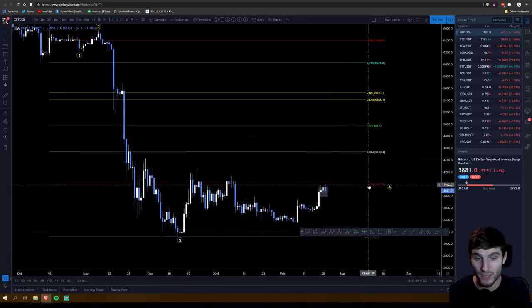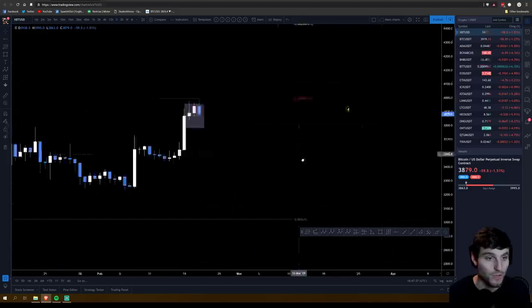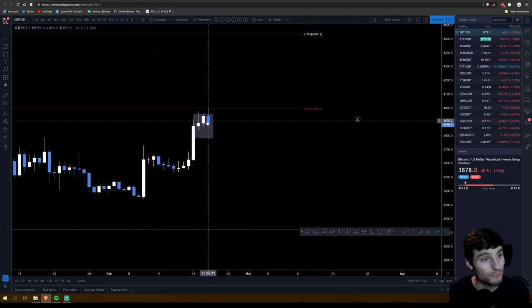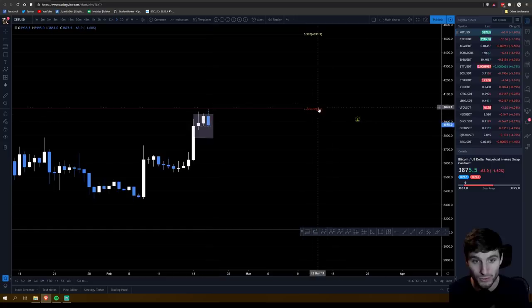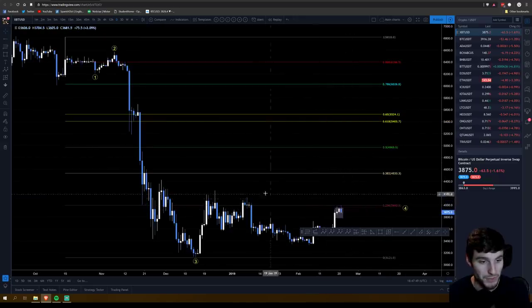But yeah, this red line is the 0.236 Fibonacci level, sat at $3,993.50. Okay, the top price today got within $1.50. Okay, top price being $3,995. So $1.50 off the 0.236 Fibonacci level. Really, really nice to see. Okay, so that's where I got that fib from. That's the red line that we were looking at earlier.